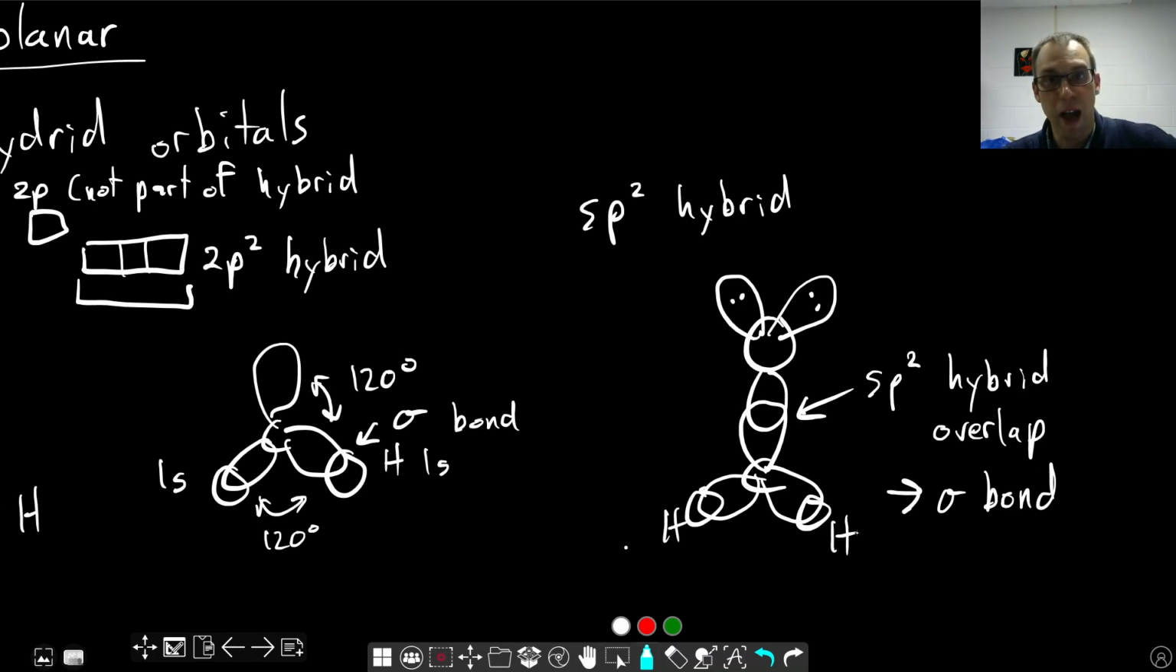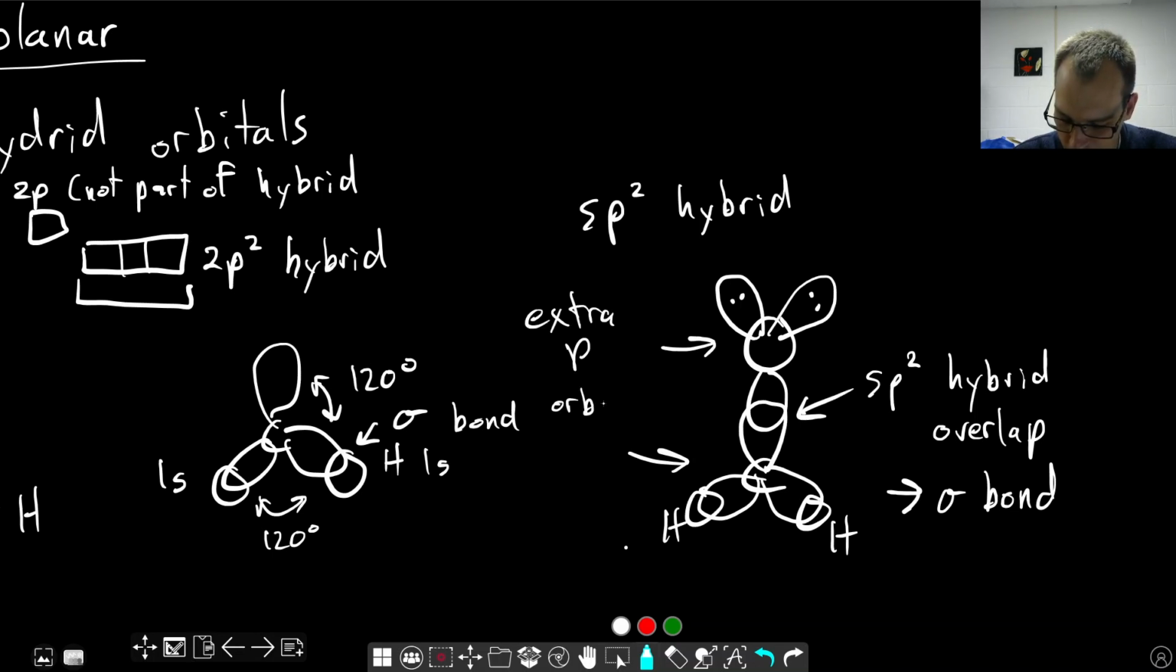And we can see we have 3 different sigma bonds forming in this structure, right? So we have a sigma bond between the 2 hybrid orbitals overlapping, and then between the s orbitals from the hydrogens. Now, then the question becomes, what about the other p orbital? So on both the oxygen and the carbon, we have an extra p orbital that didn't become part of the hybrids. What's happening with that?